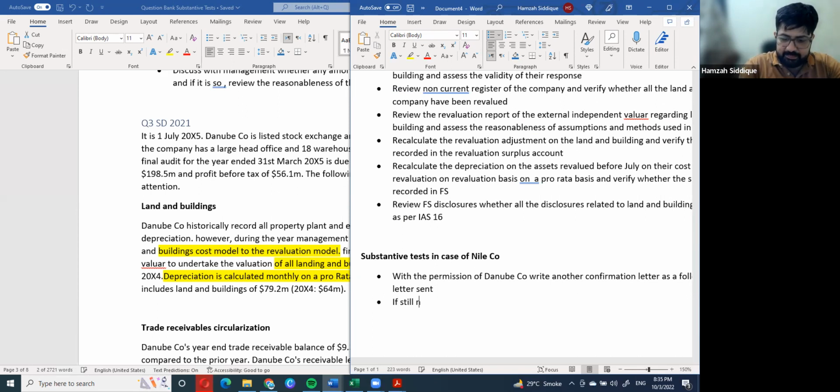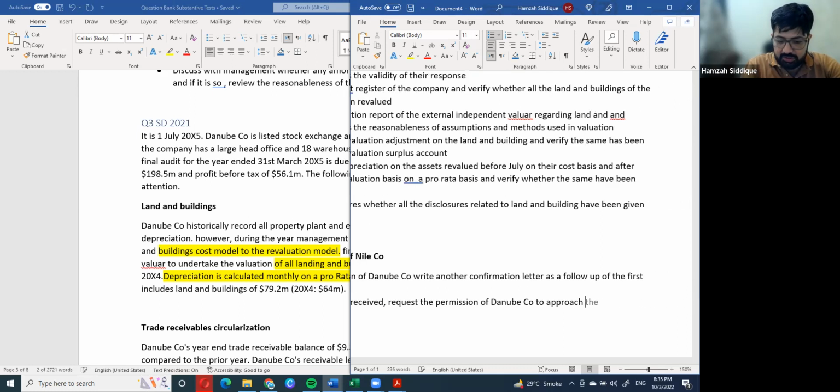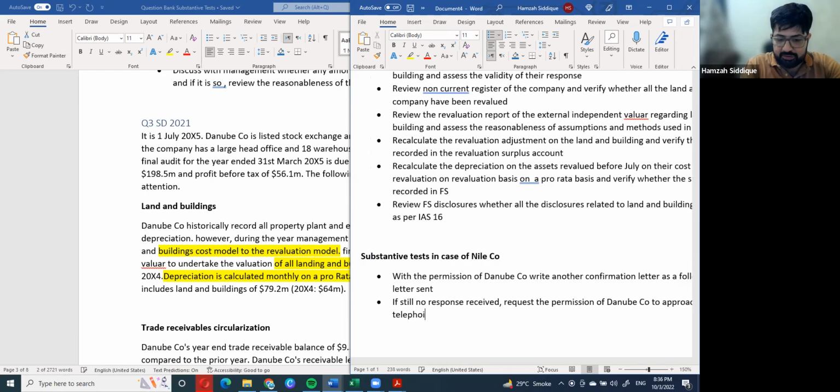If still no response is received, then what is to be done? So students, request the permission of the company to approach Nile company via telephone. We'll approach them via telephone. Yes. And request them to respond to the confirmation letter sent.